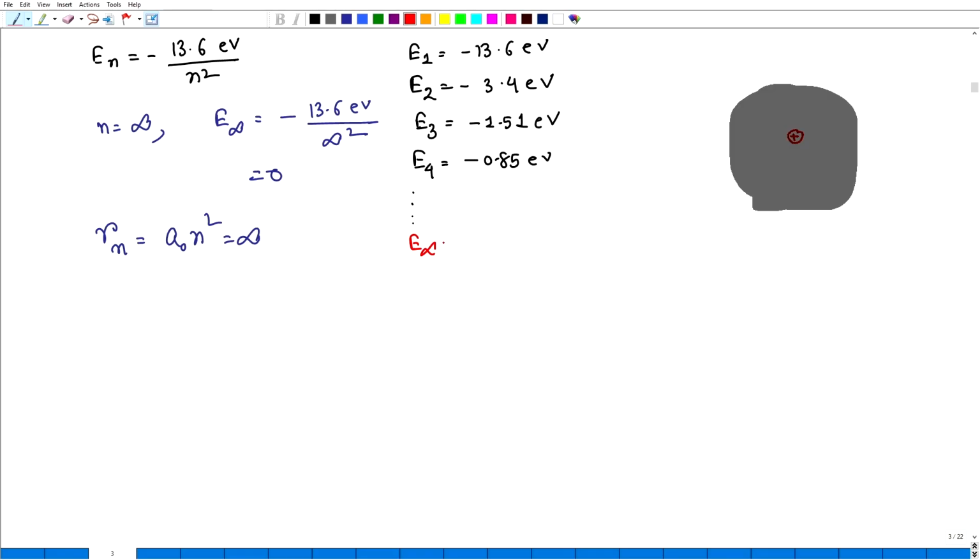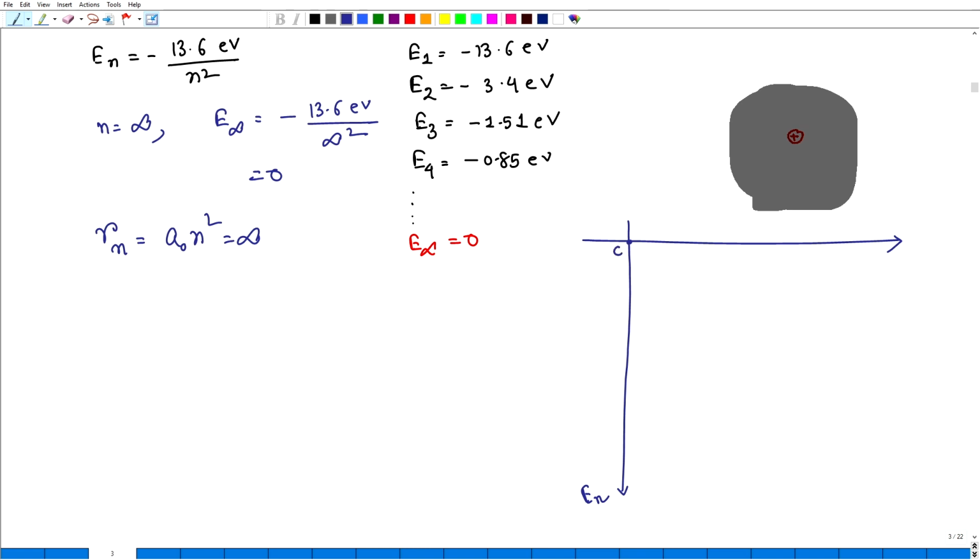Okay, so E infinity is 0. That means it's out of the atom. There is no force of the nucleus on that electron under that condition. It's totally free. Okay, so now if we draw that, in this axis we plotted E_n.